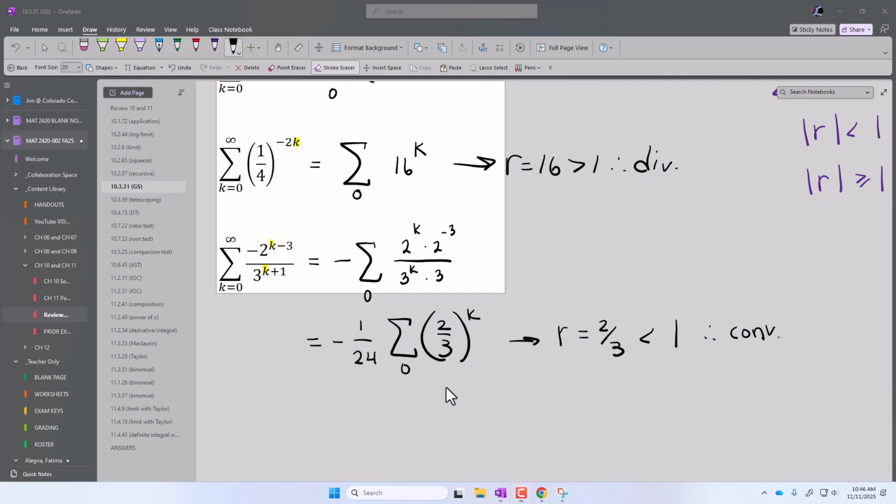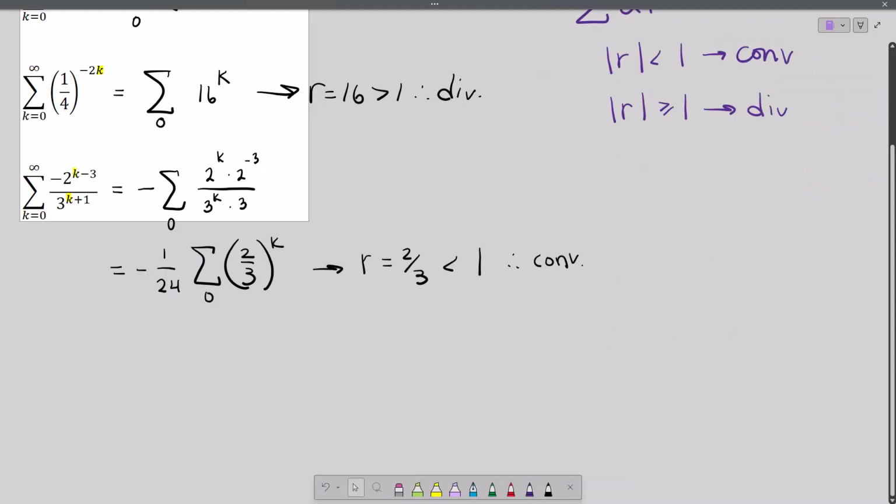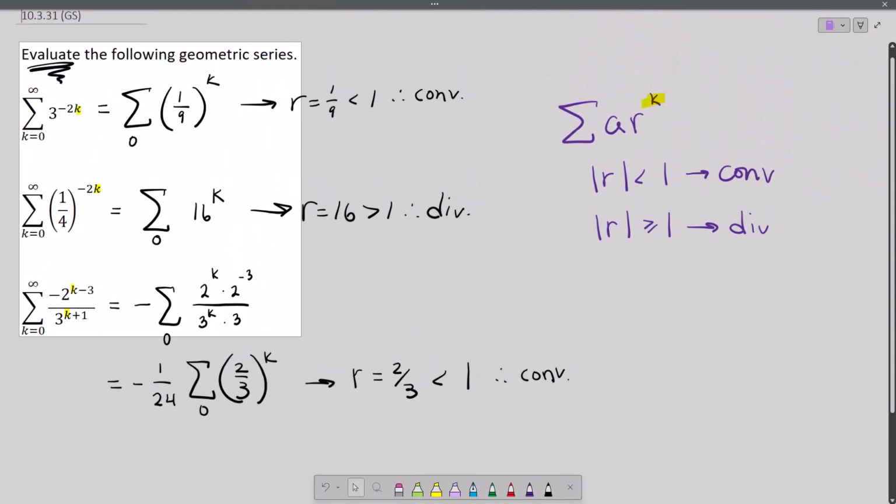Part of these geometric series. Like Erica pointed out, it did say evaluate, which means find the sum of. So we found that each of these three either diverged or converged, and the two that converged, let's go ahead and find what the sum of the series is.